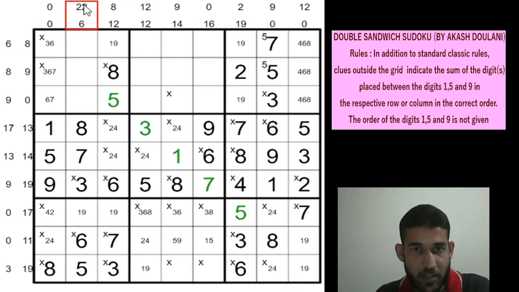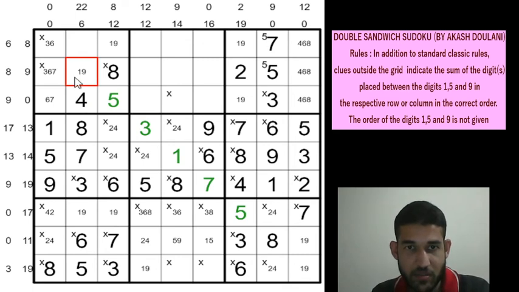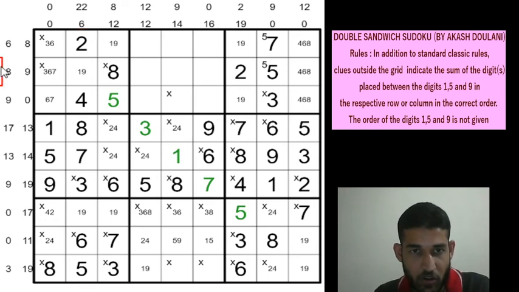We need to satisfy the 22 total. 3 plus 7 plus 8 is going to be 18. We need 4 more, and that can only be satisfied by using a 4 here and a 1 and 9 here. So this will be a 2. And now if you look closely at row 2, we have already got the 8 total, and we have 1 and 9 here. So this is going to be a 1 and a 9.